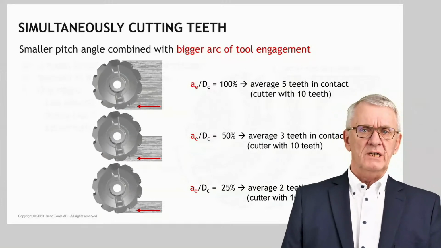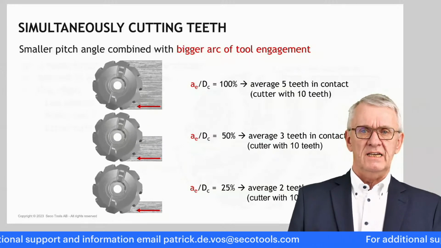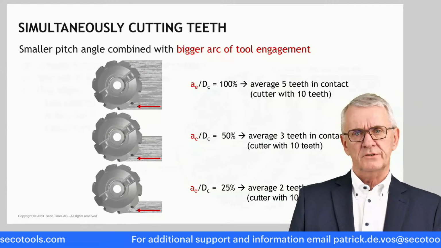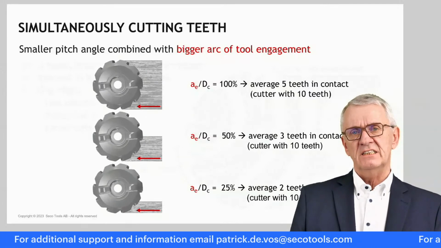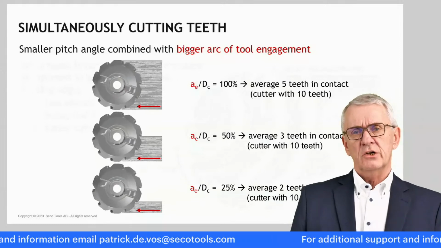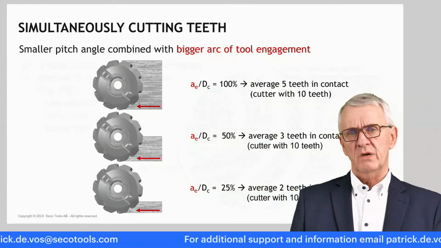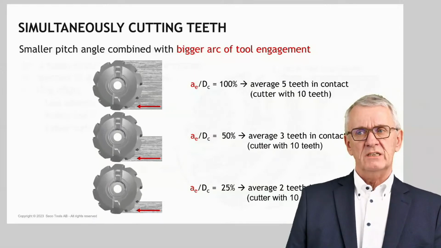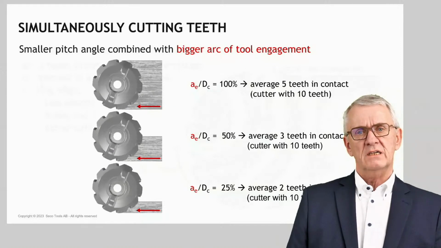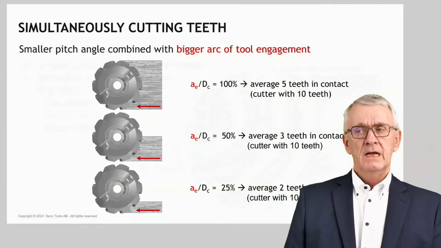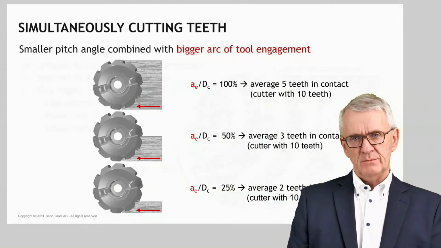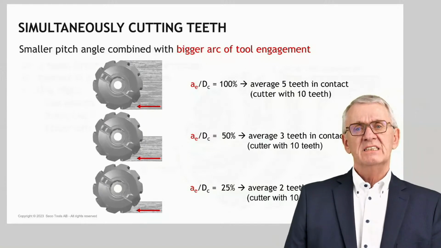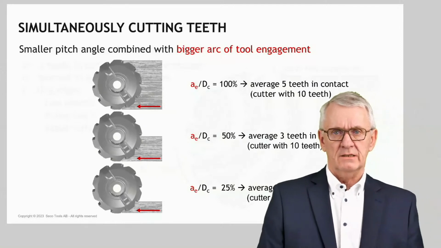In practice, very often we combine the two, and we talk about the AE/DC ratio. For instance, if you have a milling cutter diameter of 100 and you have a workpiece width of 30, we say that we have an AE/DC ratio of 30%. 30 divided by 100. 30% of the milling cutter is in cut. If you have an AE/DC of 100%, in other words, for a given milling cutter you make the radial depth of cut big, you have more teeth in cut. If for a given diameter of a milling cutter you reduce the radial depth of cut, you have lesser and lesser teeth simultaneously in contact, cutting.